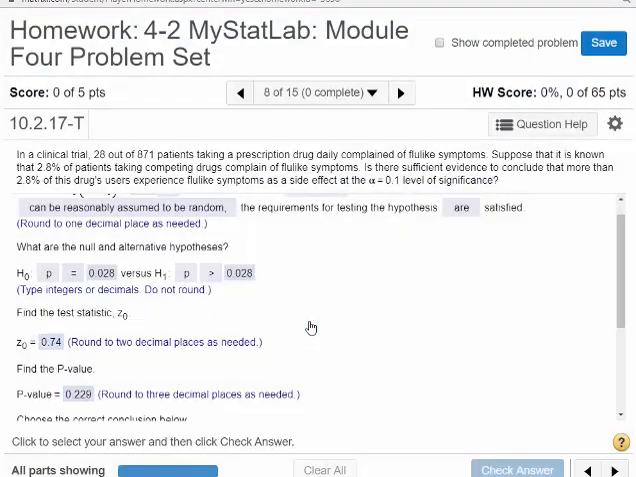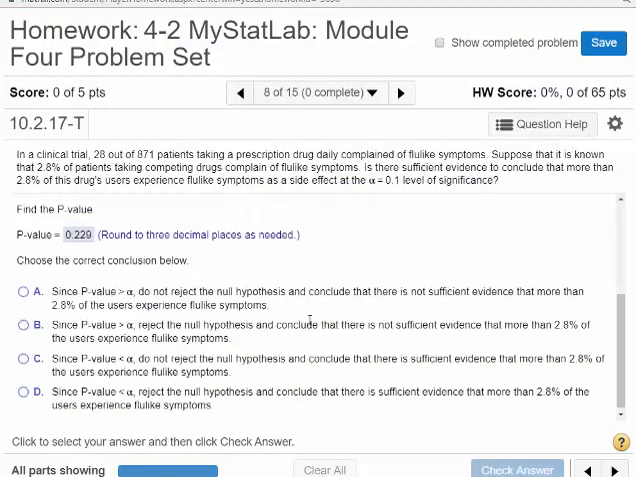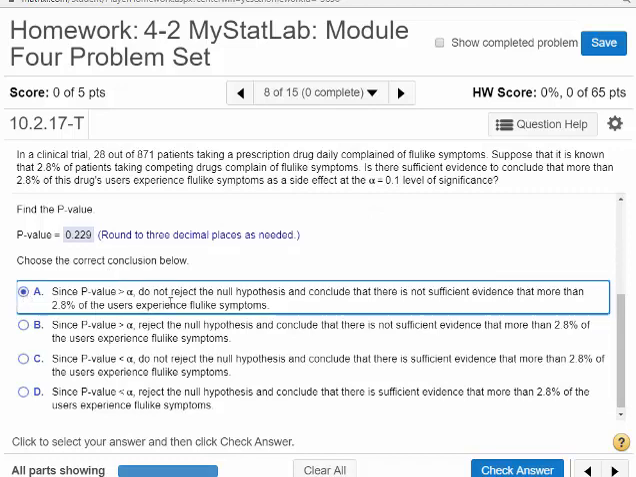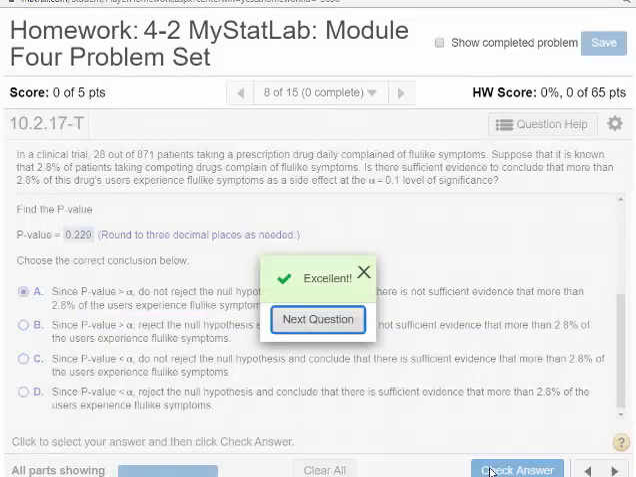Awesome, we got it. And then the next one is you have to figure out if you're going to reject or fail to reject. First off, our p-value, 0.229, is greater than our alpha, so it's either going to be A or B. And when your p-value is greater than your level of significance, you do not reject the null. So you fail to reject the null. We got it.